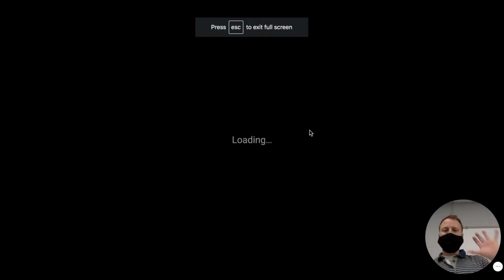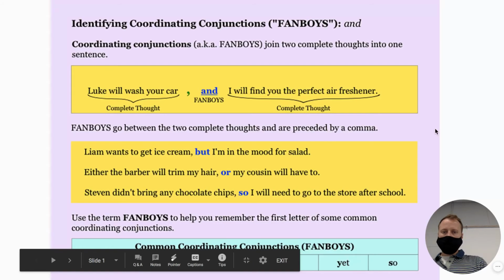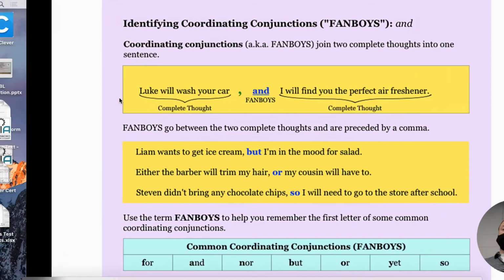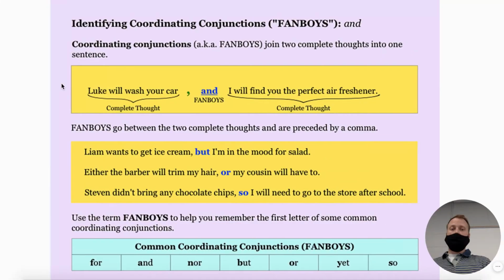So these fanboys are these conjunctions, okay? Coordinating conjunctions, or fanboys, join two complete thoughts into one sentence, okay? So again, we have this same situation where we have Luke will wash your car. What is our subject in this first complete thought? Guys, this is not rocket science. We just did this. What is our subject in this first section? Who is our subject? Luke. Luke did what? Wash your car. That's a complete thought.